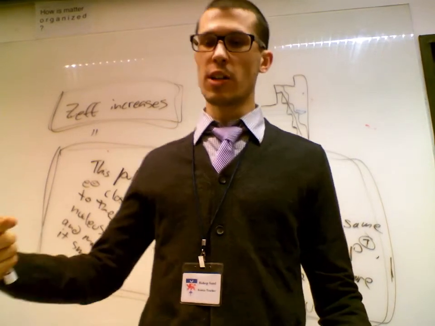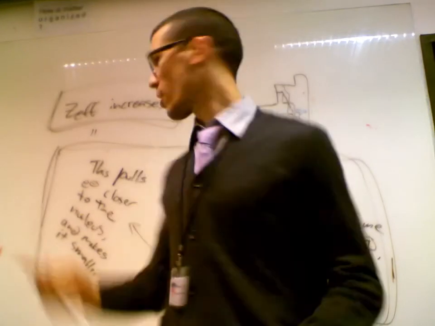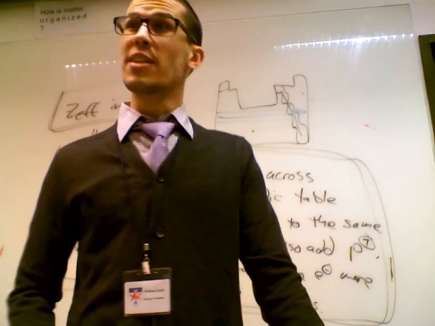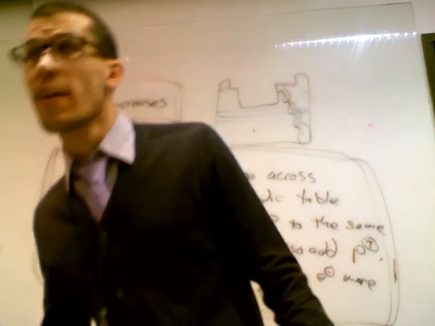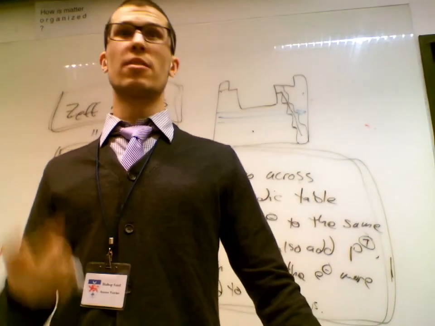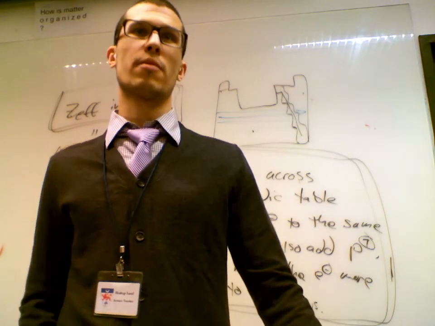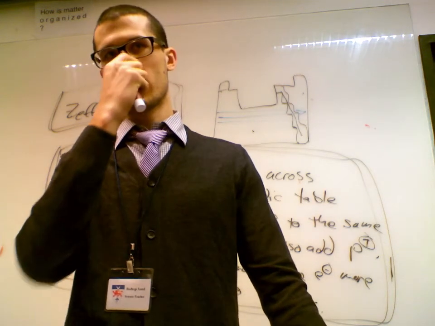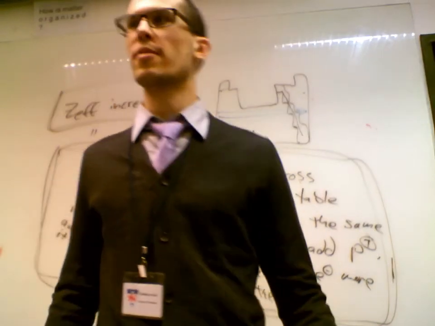So when you're going across the periodic table from left to right, you're increasing the effective nuclear charge and you're increasing the electron affinity, because with a stronger, more effective nuclear charge, you're more able to attract the electron. Yeah. Okay.